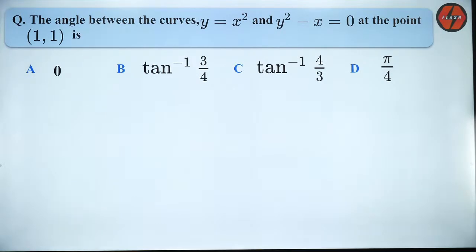Please try to solve this question. The angle between the curves y equal to x square and y square minus x equal to 0 at the point 1, 1. You see that 1, 1 is the point of intersection. Did you all notice that? Because 1, 1 satisfies both the equations. Do you guys agree with me on that? 1, 1 satisfies both the equation. So it is nothing but the intersection point.